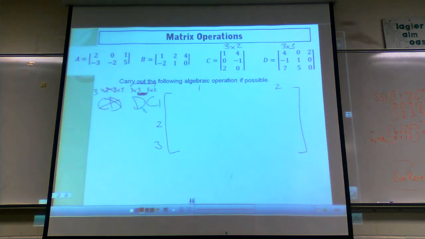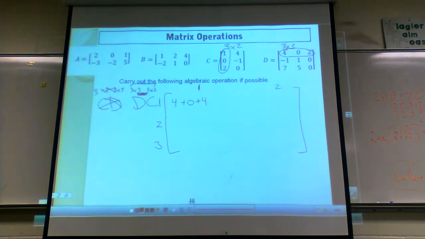So since D is first, the numbers I'm going to use in D are going to be the rows. For the first cell, first row, first column, I'm going to take the first row of numbers, 4, 0, negative 2, multiplying by the first column of the other one. So it's going to be 4 times 1, which is 4, plus 0, plus 4, right? 4 times 1, 0 times 0, negative 2 times negative 2.